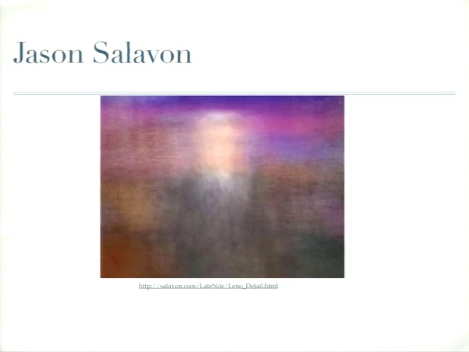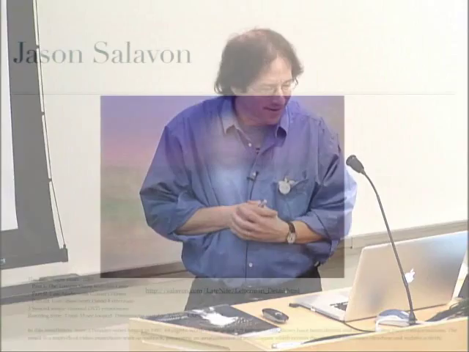And now we get to another artist, Jason Salavon, who has made these wonderful pictures that are averages of many things, but these are averages of the late night talk show hosts. So here's an average of many images of Jay Leno. Can you tell who this one is? It's Conan O'Brien. This is Dave Letterman.